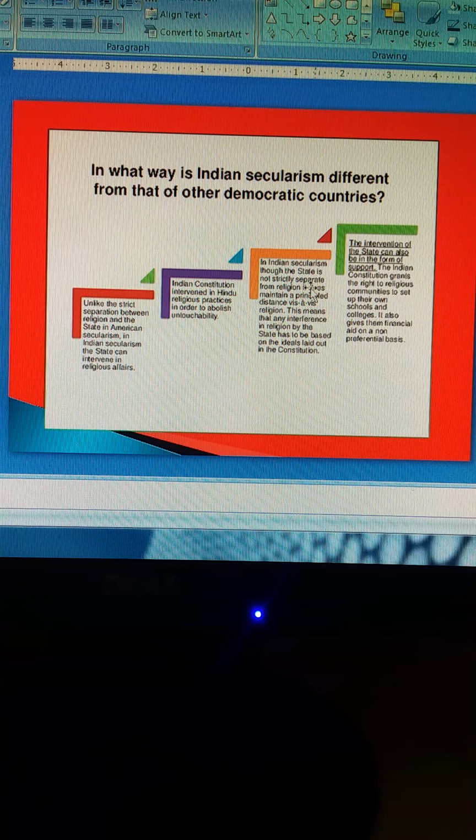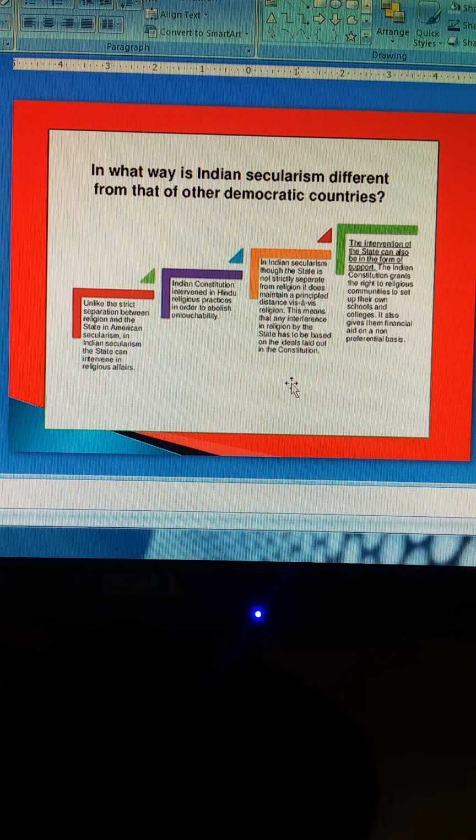In Indian secularism, though the state is strictly separate from religion, it does not maintain a principled distance from religion. This means that interference in religion by the state has to be based on the ideals laid down in the constitution. That is, intervention will be there, but it will be based on the ideals of the constitution. The state has to base its actions on the ideals laid in the constitution. They can interfere or intervene, but it should be according to the constitution.